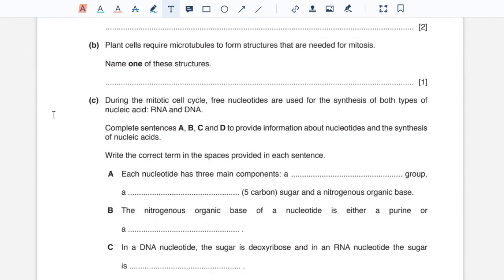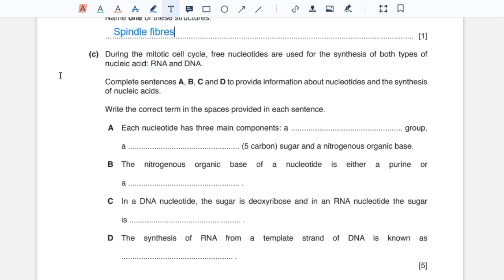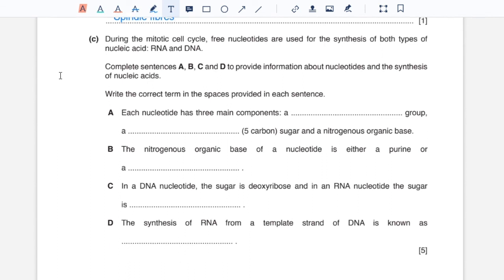b. Plant cells require microtubules to form structures that are needed for mitosis. Name one of these structures. So I'd write down spindle fibers, that are required to separate the chromatids. c. During the mitotic cell cycle, free nucleotides are used for the synthesis of both types of nucleic acid, RNA and DNA. Complete sentences A, B, C, and D to provide information about nucleotides and the synthesis of nucleic acids. Write the correct term in the spaces provided in each sentence.